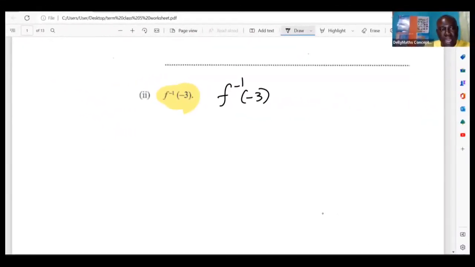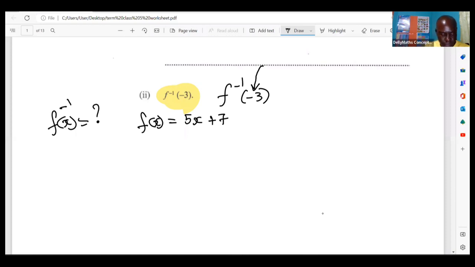So we need to know what the inverse of the f is right now. We don't know it. But the moment we know it, we are going to put this number in it. And the question is solved. So let us find that inverse of f. The f function I will now put on screen for us. It says f of x is equal to 5x plus 7. So that is the f function.